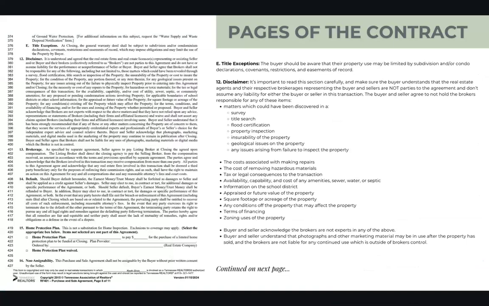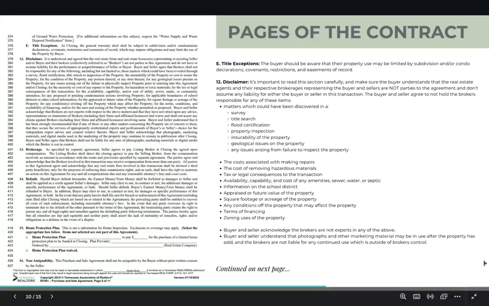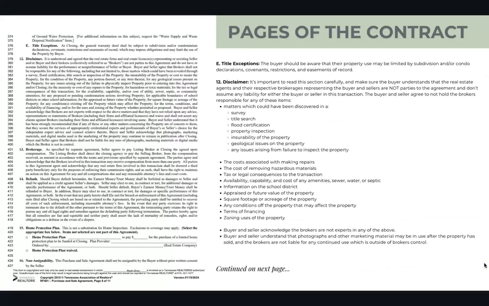A disclaimer here for number 12 is that it's important to read this section carefully and make sure the buyer understands that the real estate agents and their brokers are not parties to the agreement and don't assume any liability for either the buyer or seller. So the buyer and seller agree to not hold the brokers responsible for any of these items.